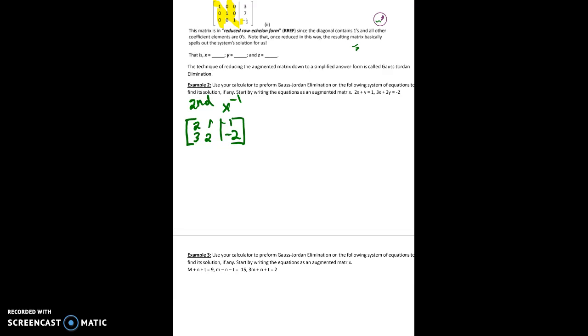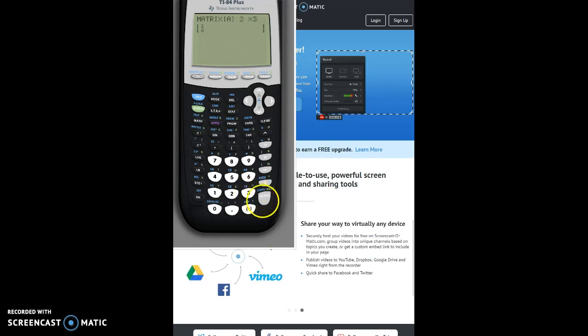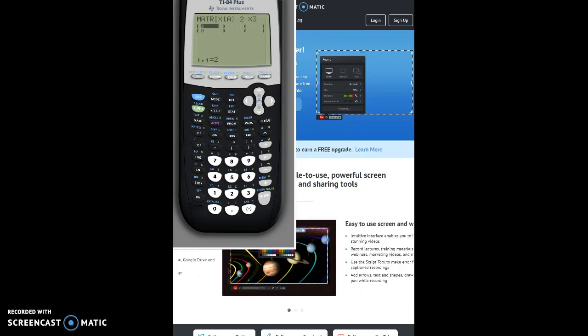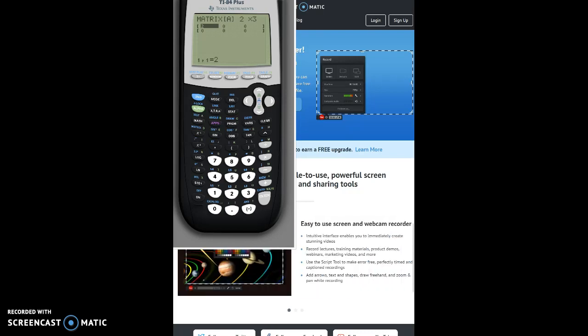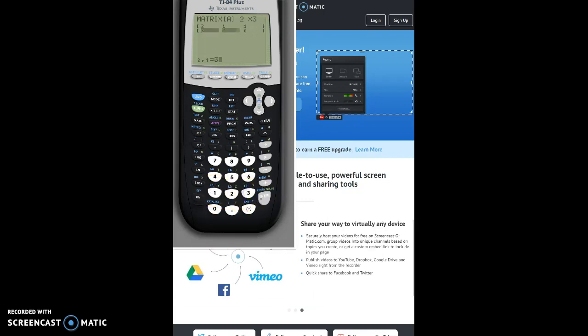So the order is 2 by 3 because 2 rows, and you hit enter in between. So 2, enter, 3, enter. And now what you see is that it's given you 6 spaces that we need to plug all of our numbers in. So let's go ahead and plug that number in. We have 2, enter, 1, enter, 1, enter, and then 3, 2, negative 2.